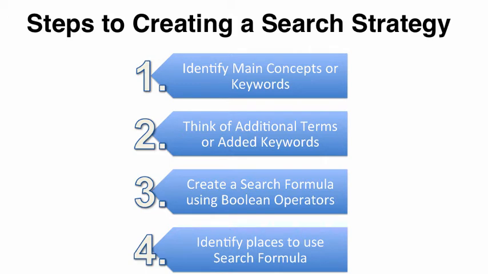Then we need to think of additional terms or added keywords. And then we create a search formula by using the Boolean operators that we covered a couple weeks ago. And then finally, we identify places to use our search formula. So with the search formula and then identifying places to use the search formula, that creates our search strategy.